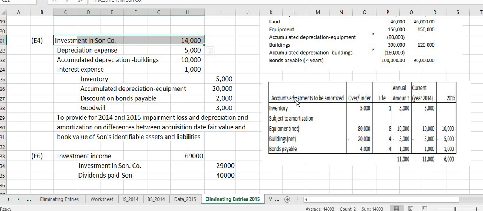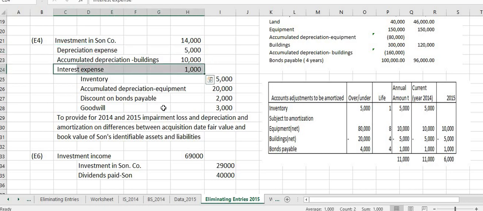For the 6,000 for the current year, of course, for the depreciation, the net depreciation will debit depreciation expense, and then for the amortization of the discount, it is actually 1,000. But the related entry, say for example for the inventory, kasi i-amortize man yun siya.